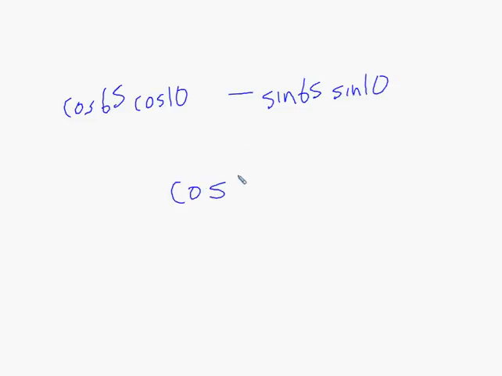Let's say I have cosine of 65, cosine of 10, minus sine of 65, sine of 10. And I say, write this as one thing. This is a sum or difference formula. No, it's a sum. Oh, yeah, I'm sorry. It's cosine of 75. If I change this to a plus, now what is it? It's cosine of 55. Make sense?